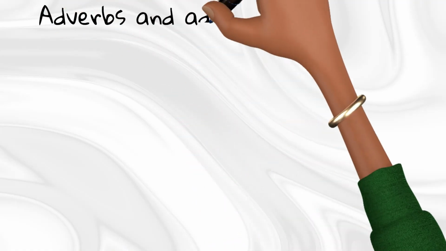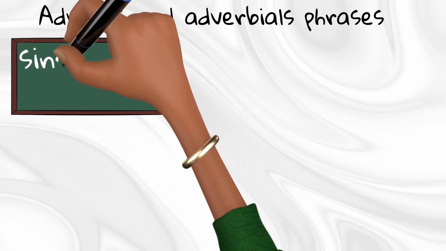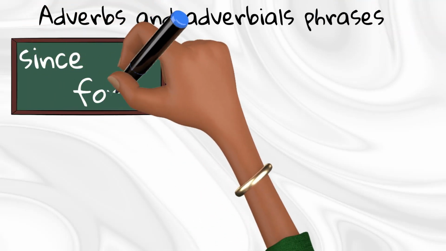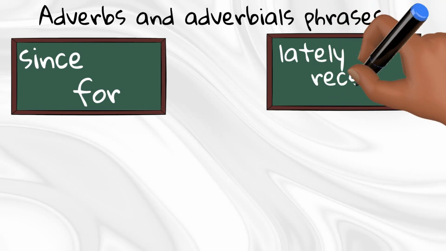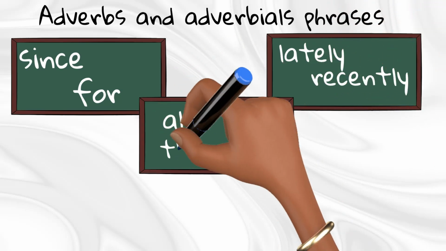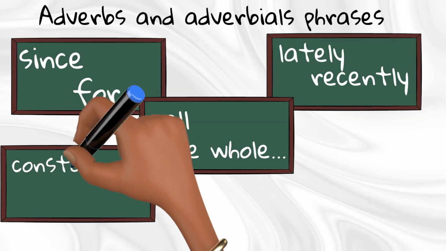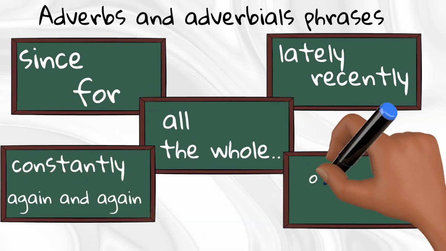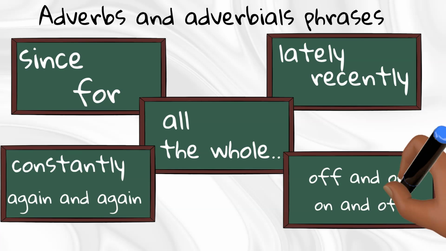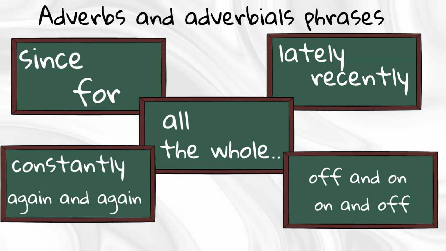As I mentioned in the beginning of the video, here are some adverbs and adverbial phrases that are often seen with the present perfect continuous, like since or for, lately and recently, but also all or the whole time, the whole week, the whole day, and so forth. Or constantly, again and again, off and on, or on and off. You hear both. So I put both. And if you want to know more about adverbs and adverbial phrases used with present perfect tenses, have a look at my other present perfect related videos.